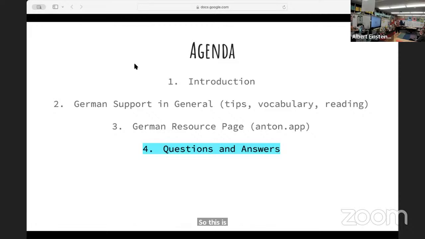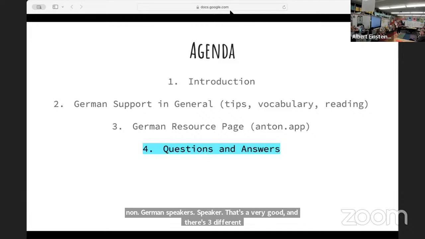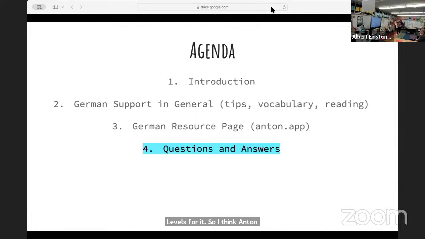So we are not in Germany, so this might be a little more difficult, but once they do it, they'll get the hang of it. But the German as a foreign language, that is really for non-German speakers, that's very good, and there are 3 different levels for it. So I think Anton is very good, and again, I like that it's made for children, and I really enjoy working with it. The kids really enjoy it too.